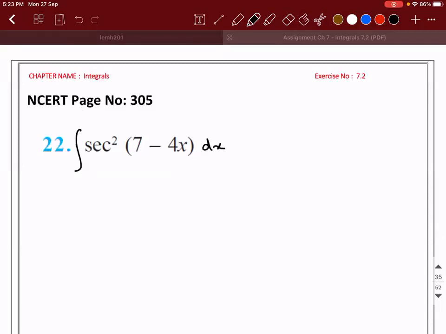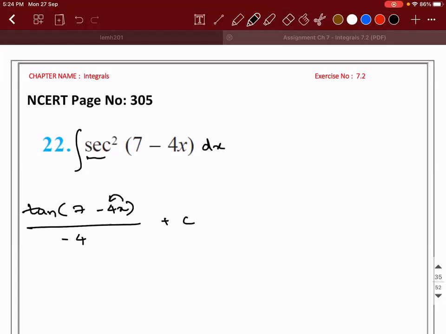Integral of tan... can you do this fast? Actually, what is the step we are supposed to follow? You need to put 7 minus 4x as t, and then you will proceed, correct? Instead of that, what can you do? How to write the answer in one step? Integral of sec square of 7 minus 4x is tan of 7 minus 4x divided by not 2, but by the coefficient, which is 4, with a minus.